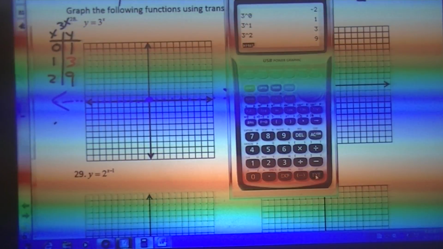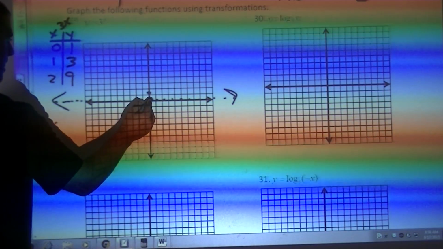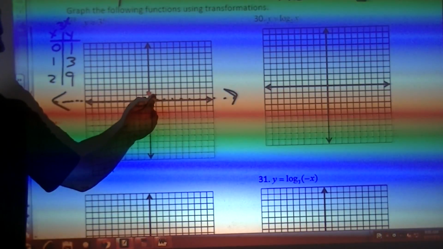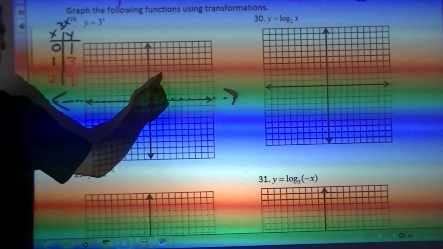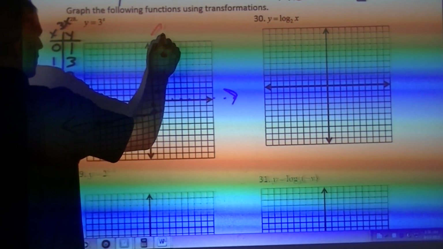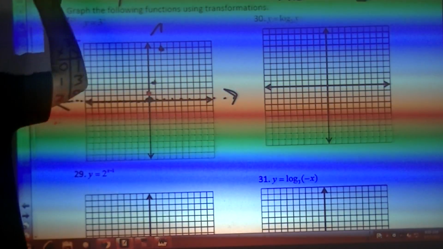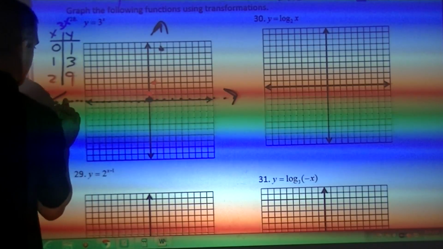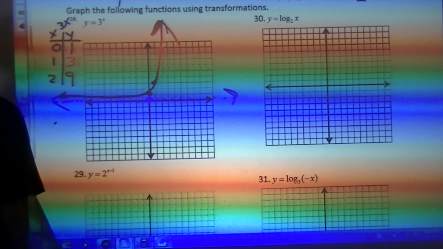So from my anchor point, I'm going to go 0 over, 1 up, 1 over, 3 up, and 2 over, 9 up. Here's what this looks like. It comes down like this. Whoops, not very good there. Let me go from this angle. It approaches this asymptote, and then goes straight up through there.